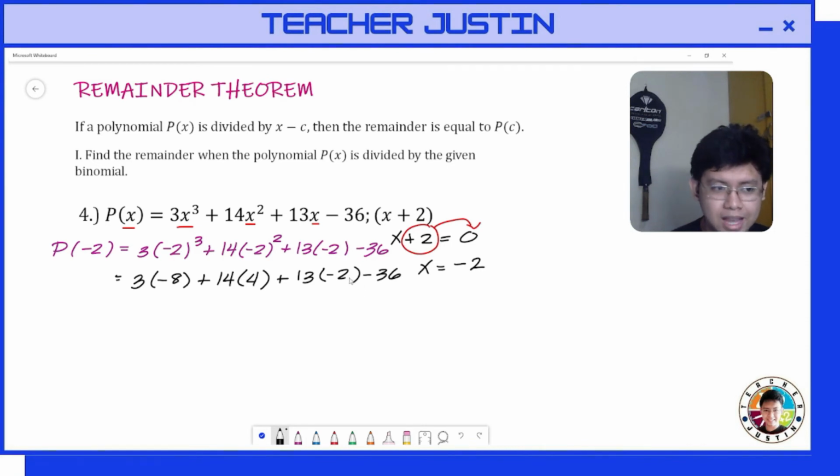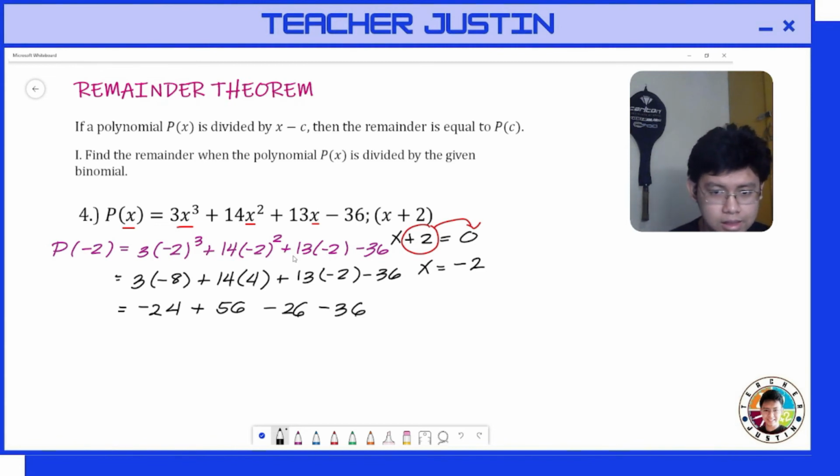Okay, next let's multiply 3 and negative 8, 14 and 4, 13 and negative 2. So we will have 3 times negative 8, that is negative 24, plus 14 times 4, 14 times 4 is 56. Okay, then 13 times negative 2, that is negative 26, and minus 36.